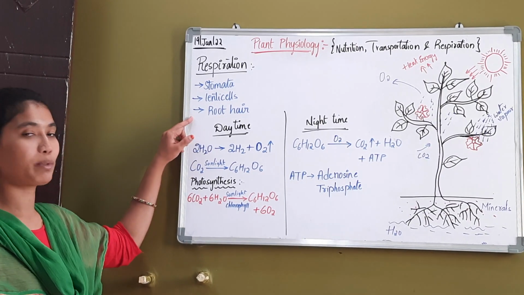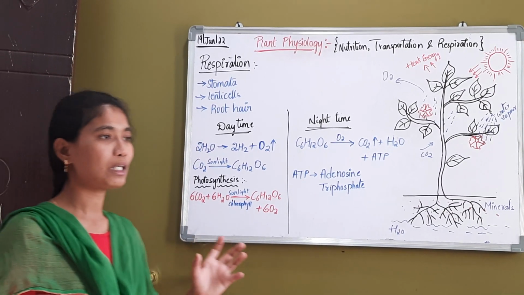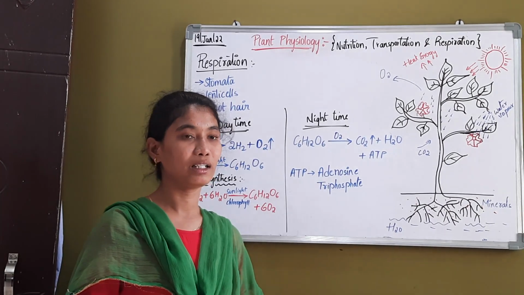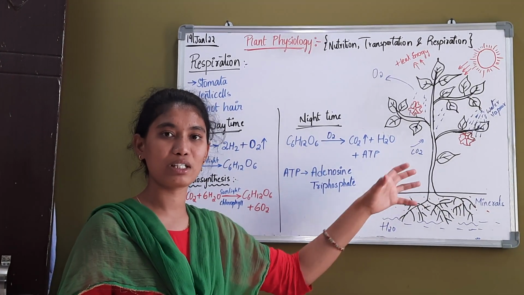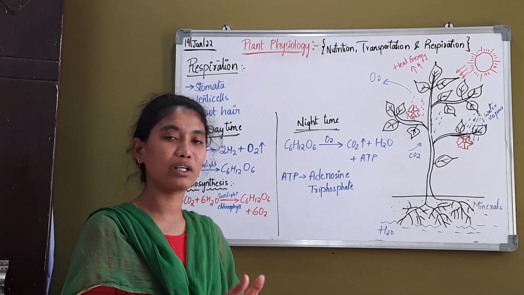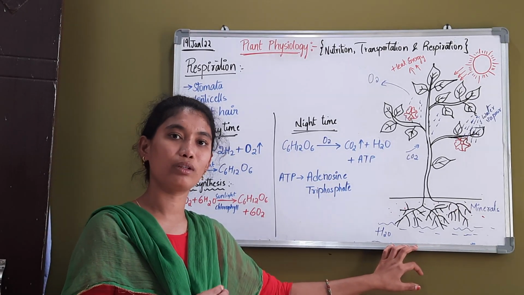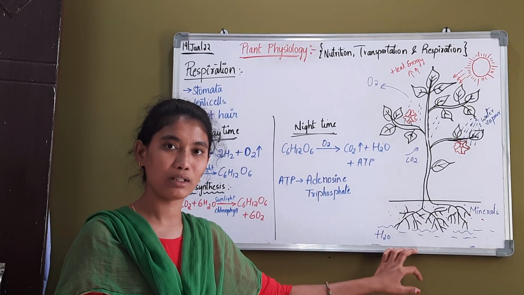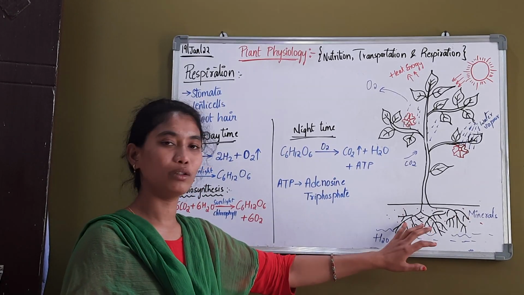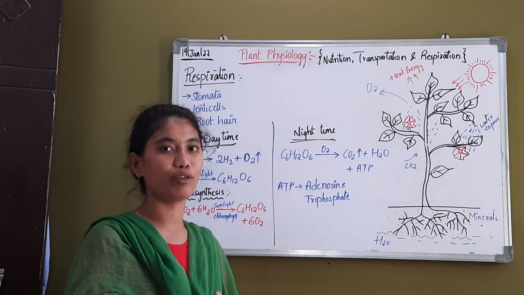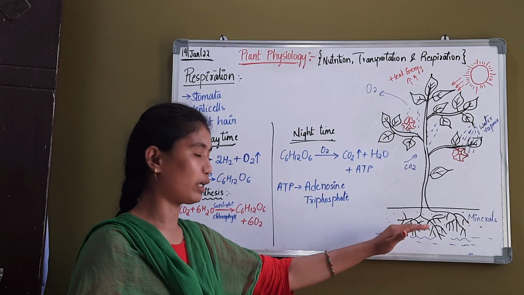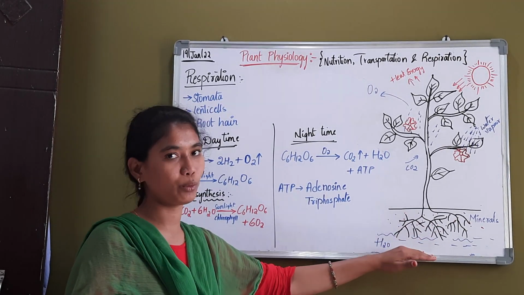Now the respiration through root hair. When we plough or till the soil, it creates some air space between the soil particles, right? So that is the source of oxygen for the root hair. Through diffusion, the respiration takes place in the root hair.